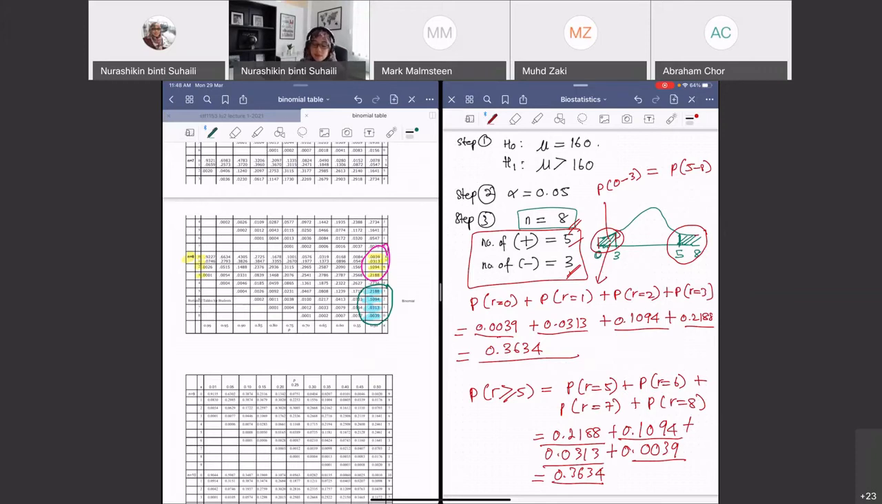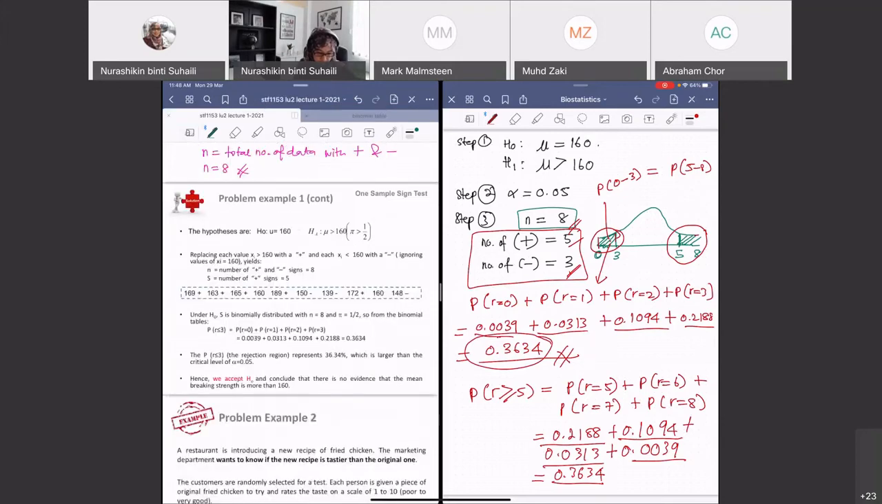Okay, but we have to find only one tail. Don't sum up this. We just have to find this one, this value. Okay, but the way how you determine it is either by using left or right tail. Okay, so I hope that's clear. So back to the question.